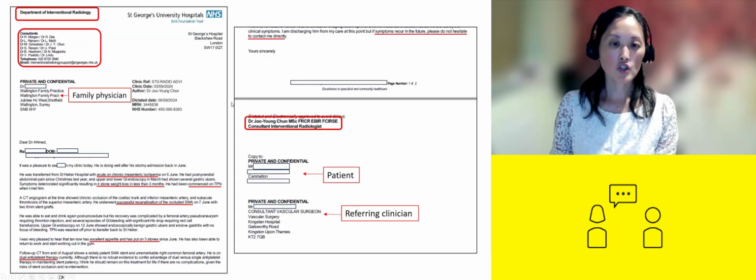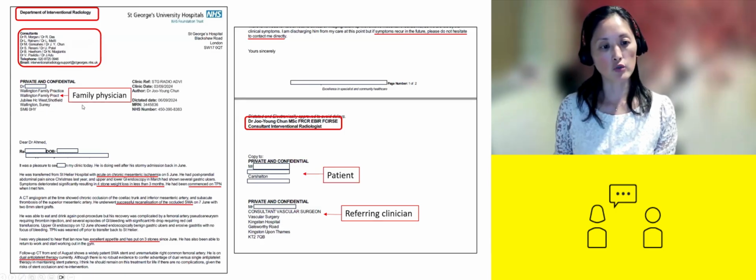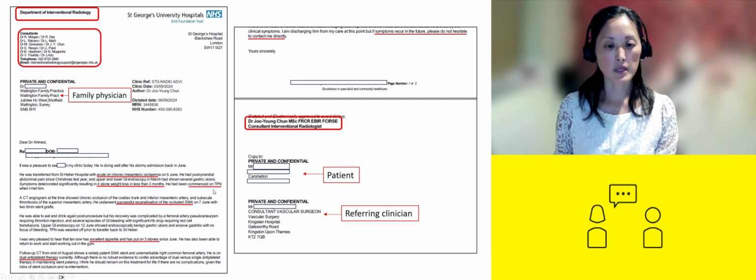Now, this is an outpatient letter. This is a follow-up clinic of a different patient. Again, department, people, contact details. This letter is addressed to the family physician. And this patient is a gentleman who was admitted with acute on chronic mesenteric ischemia, who'd lost 4 stone in weight and had commenced TPN when I met him. He needed to have recanalization of an occluded SMA.